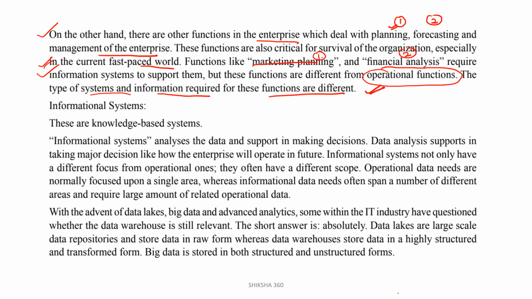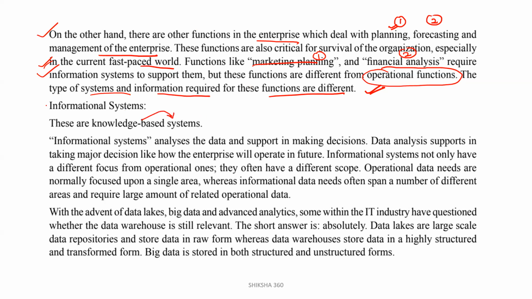So the type of systems and the information required for these functions are to be different here. So that is regarding the operational system. Now next one, that is the informational system. Informational, that is knowledge based. Operational is for day-to-day work. Informational systems are the knowledge-based systems.